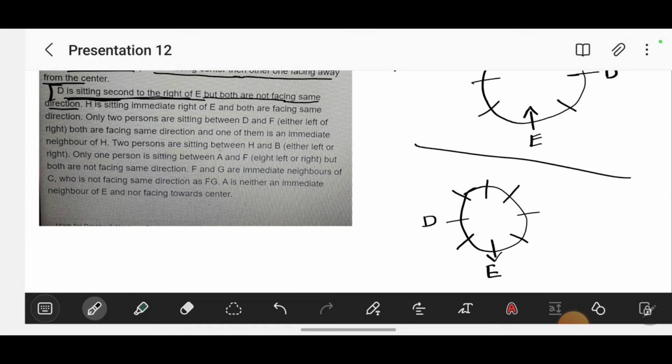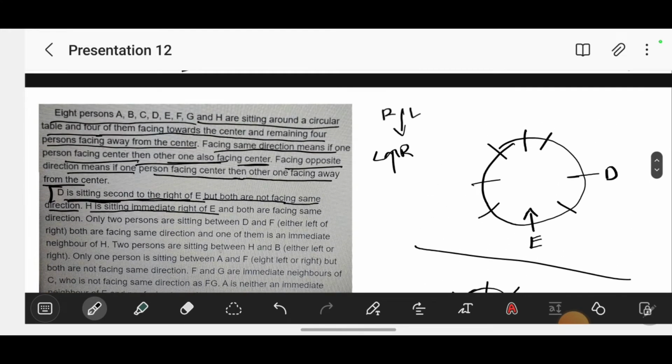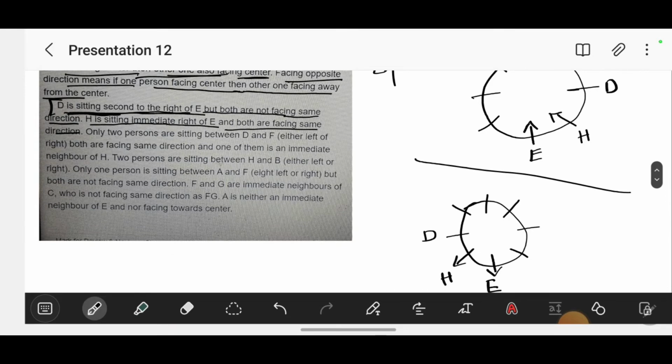Next, H is sitting immediate right of E. That means H is sitting here in this case, and in this case H is sitting here. And both are facing the same direction. That means both are facing in here and both are facing out here.